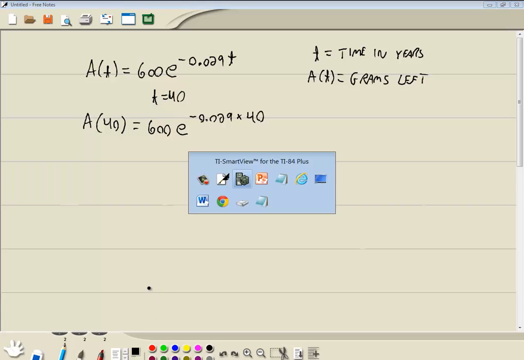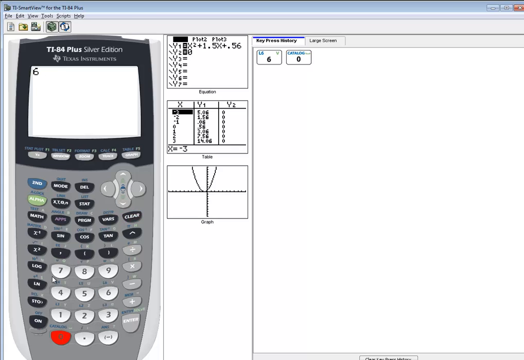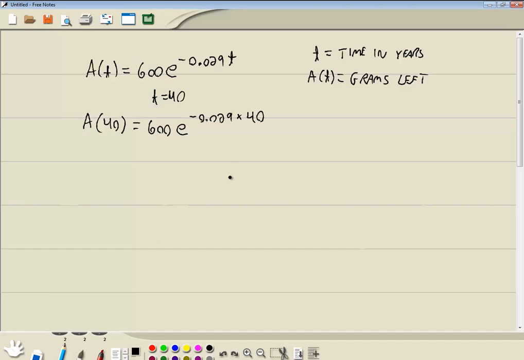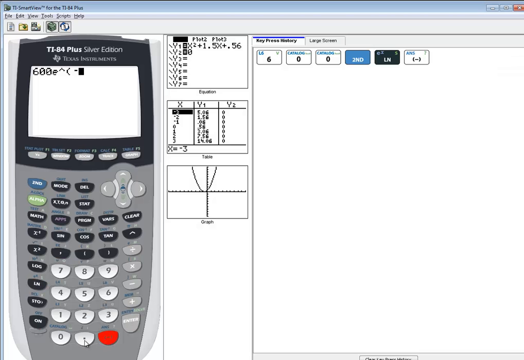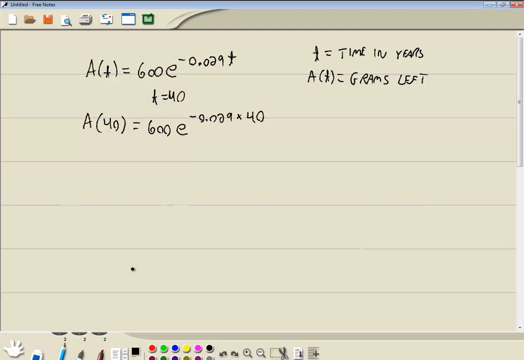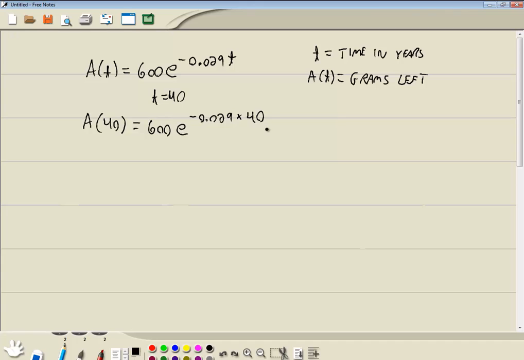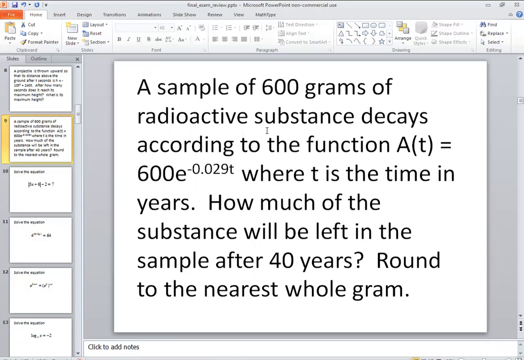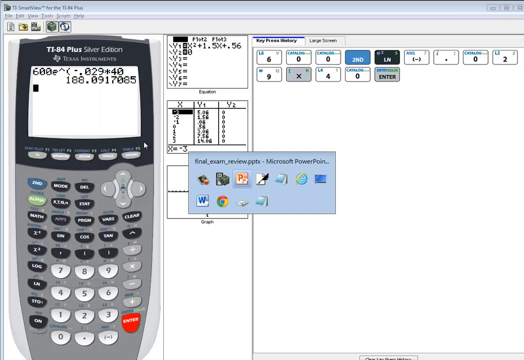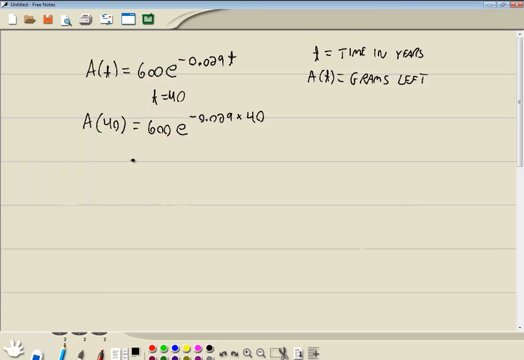Okay, so I'm going to do 600 e, which you get by doing your second ln, your second natural log, then negative 0.029 times 40. Now notice I did the times on that, and then enter. And what do they say? Round to the nearest whole gram, so that'd be 188. So that's how much is left after that period of time. I think it was grams.